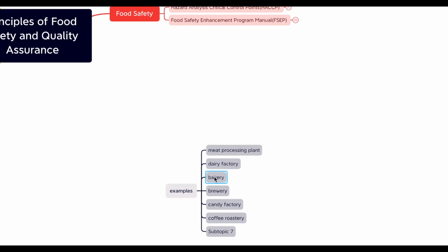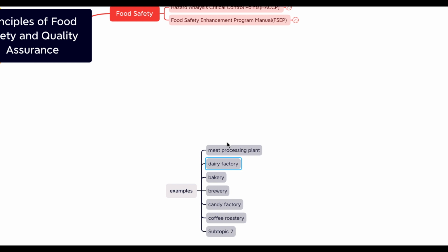Think of a bakery. The HACCP system would identify potential hazards like flour contamination or improper baking temperatures. The FSEP, on the other hand, would provide a detailed plan on how to manage these hazards, including specific procedures for the Canadian bakery. And for a meat processing plant, the HACCP might identify cross-contamination from raw to cooked meats as a hazard. FSEP would then provide guidelines on how to prevent this, such as separate processing areas or specific sanitation procedures.